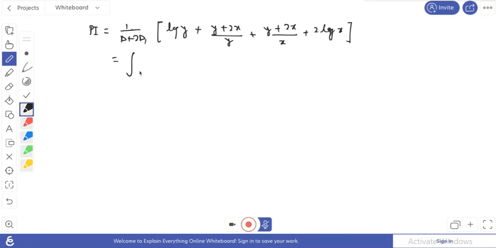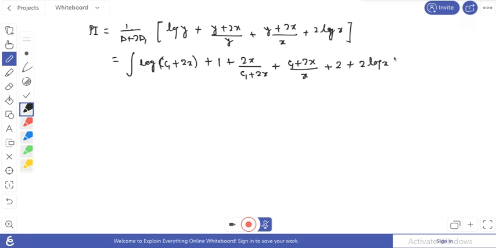say another c1, so we can write log of c1 plus 2x. So this y by y is 1, plus 2x over y, and y is c1 plus 2x, so c1 plus 2x over x, and here this x is cancelled, so this is 2, and here 2 log x dx. So here you can solve this function, and what is the value of c1? So c1 is y minus mx, that is 2x.